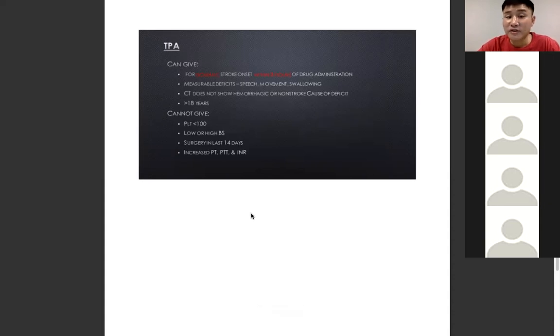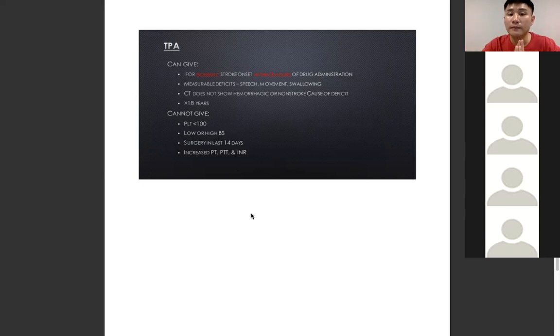Okay, so earlier I mentioned tPA. Why do we have to know this medication? Because this medication has a lot of considerations and contraindications before we're able to give it to someone who has an ischemic stroke. So tPA, also known as alteplase, also known as a thrombolytic, can only be given to someone who has an ischemic stroke with onset within 3 hours of the stroke.